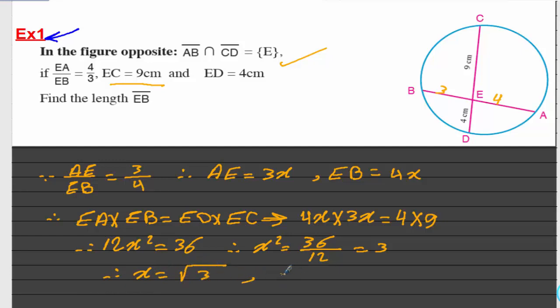And then EB is equal to 3x. So it is equal 3 multiply root 3, which equals 3 root 3 centimeters.